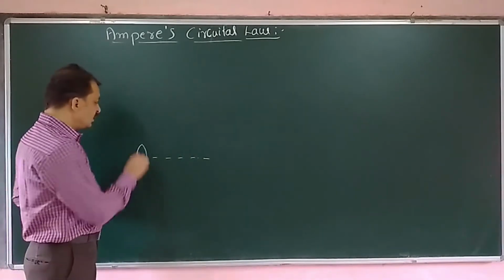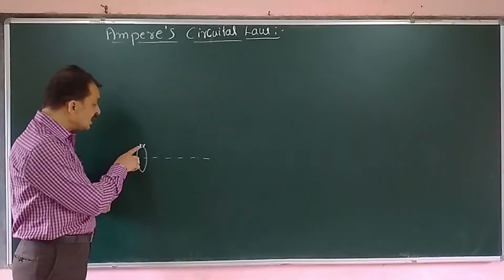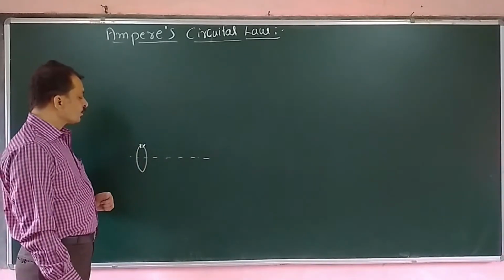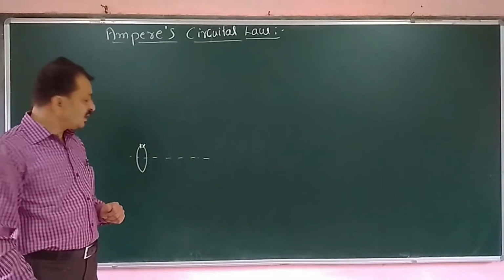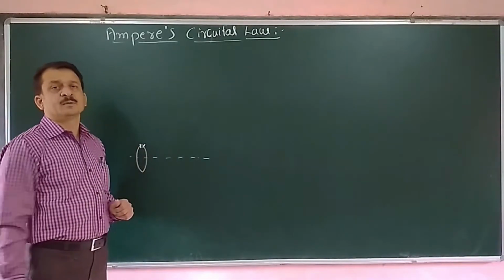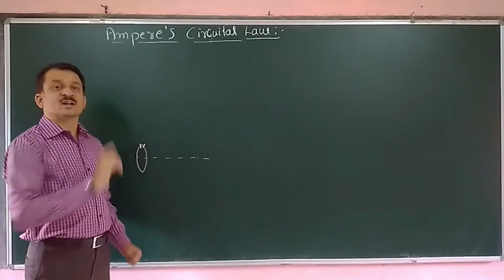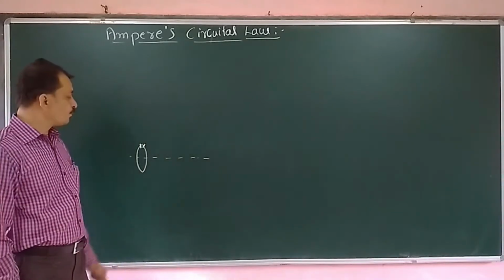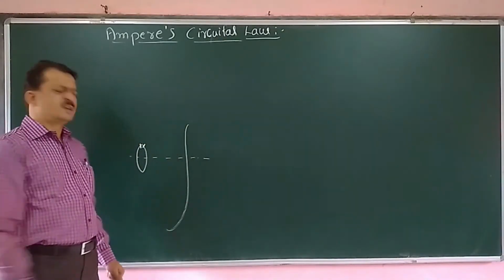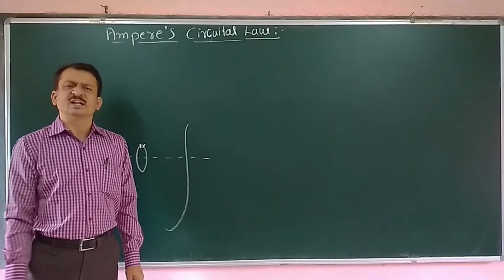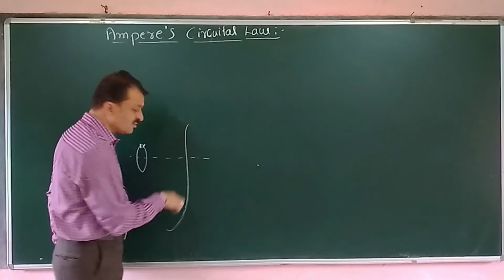How have we derived it? We divided this circular loop into infinitesimal current elements and calculated the magnetic field due to each current element, and we summed it up to calculate the total magnetic field due to the entire circular loop. Now let us consider an infinite conductor, a conductor of infinite length. Now I have to calculate the magnetic field at this point due to this infinite conductor.